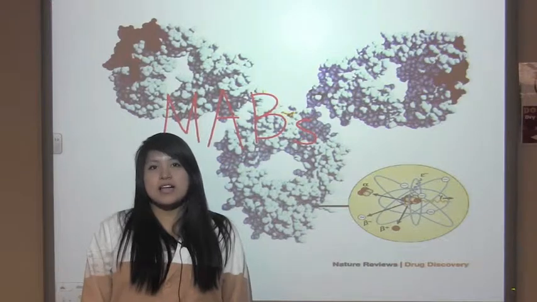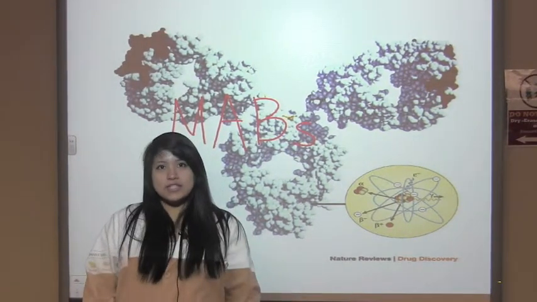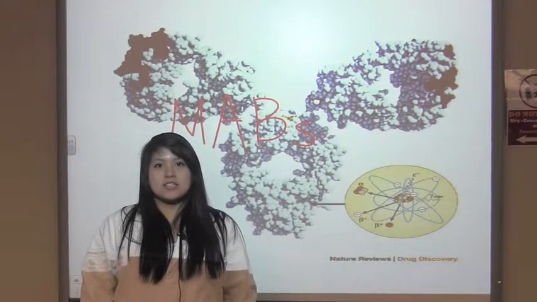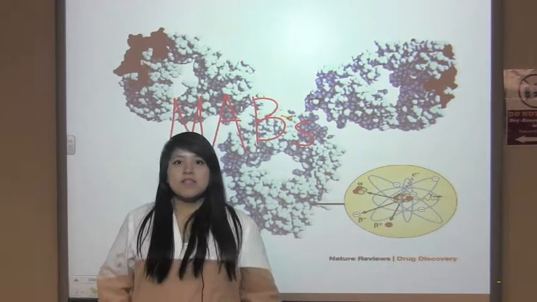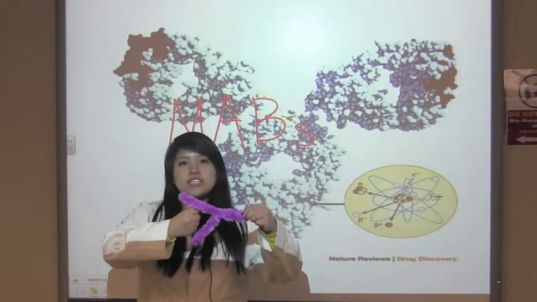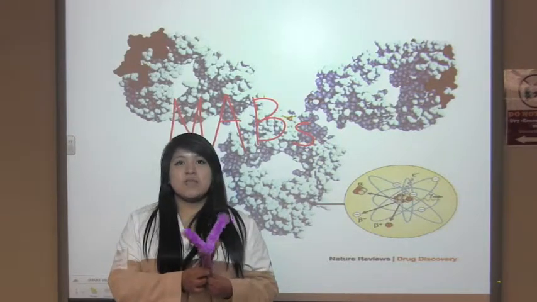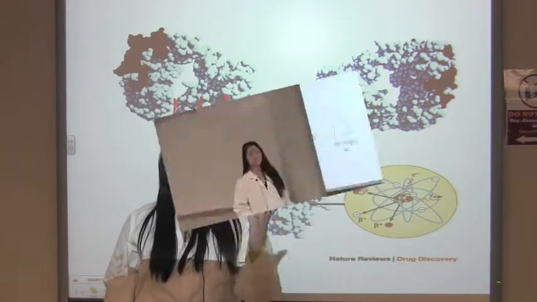They are designed to recognize specific proteins on cancer cells. Each monoclonal antibody recognizes one particular protein. The attachment of a monoclonal antibody to its antigen triggers the cell to destroy itself. This in turn signals the body's immune system to attack and kill cancer cells.